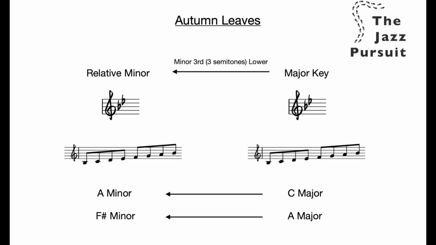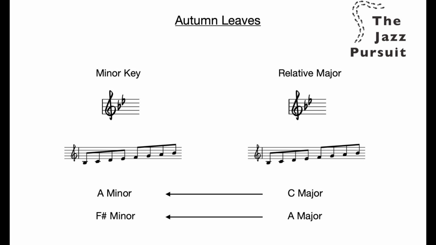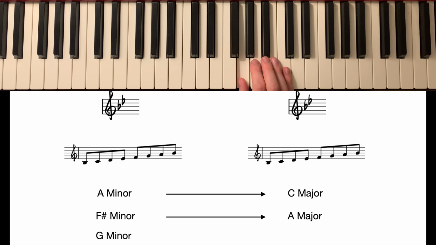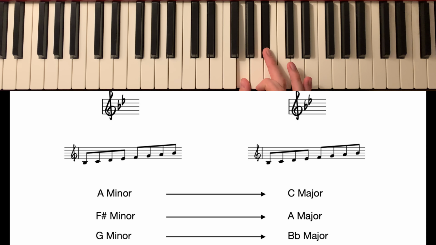The opposite is also true. If we're in a minor key, the relative major is a minor third or 3 semitones higher. So if we're in A minor, our relative major is up 3 semitones, C major. Or if we're in F sharp minor, our relative major is up 3 semitones, A major. Or if, like Autumn Leaves, we're in G minor, the relative major is up 3 semitones, B flat major.